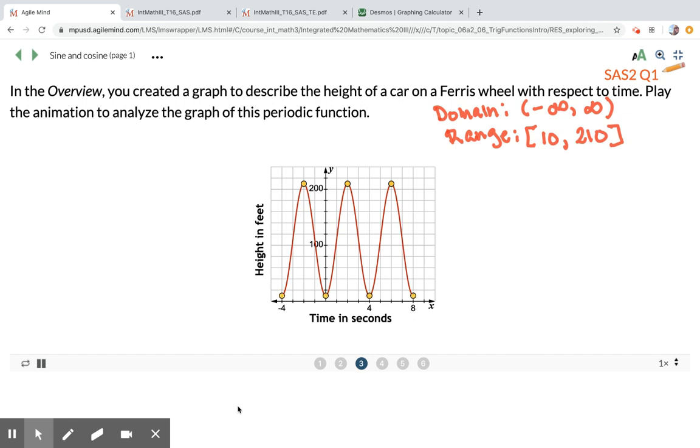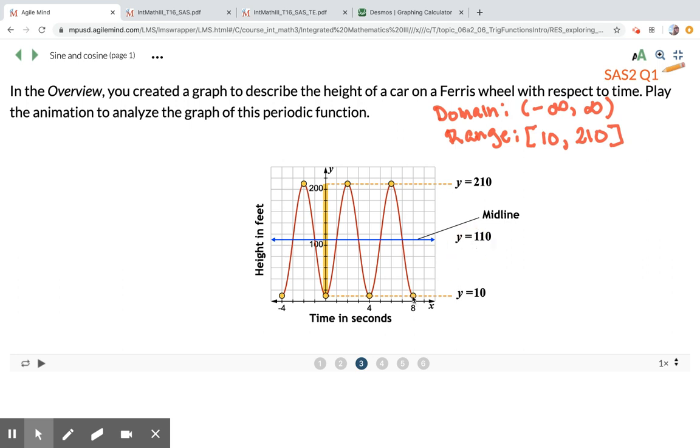Midline. Midline is exactly what it sounds like. It's the line in the middle. It literally is exactly that. So remember how we said the lowest was at 10 and the highest was at 210? Well, where would be the exact middle of that? The exact middle of that is 110. So I would say that my midline is y equals 110.